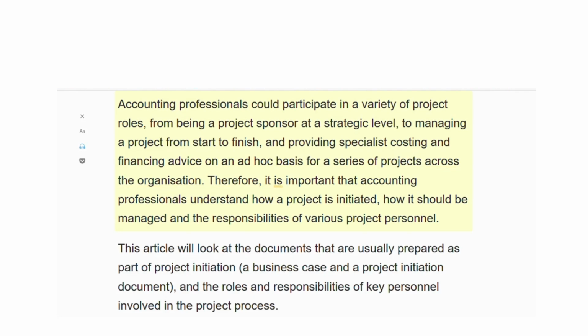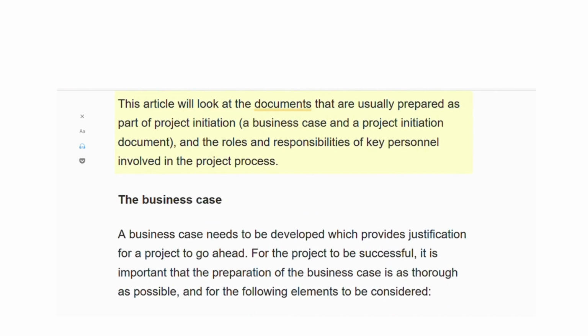Therefore, it is important that accounting professionals understand how a project is initiated, how it should be managed, and the responsibilities of various project personnel. This article will look at the documents that are usually prepared as part of project initiation, a business case and a project initiation document, and the roles and responsibilities of key personnel involved in the project process.